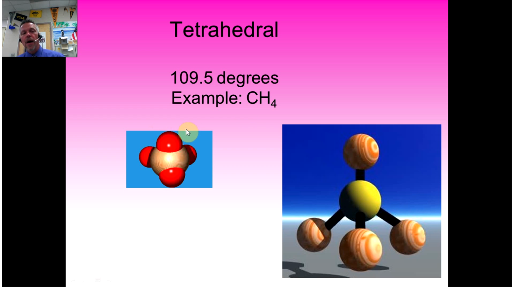So methane is an example of a tetrahedral compound, and the angles between any 2 constituents, so between these 2 constituents, or between these 2, or between these 2, similarly in this picture between like here and here, the bond angle is 109.5 degrees. So those are the 3 things that you need to get from this: the name tetrahedral, the bond angle 109.5, and the example methane or CH4. And it looks like this.